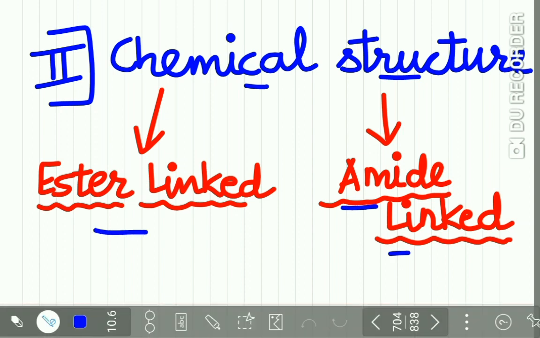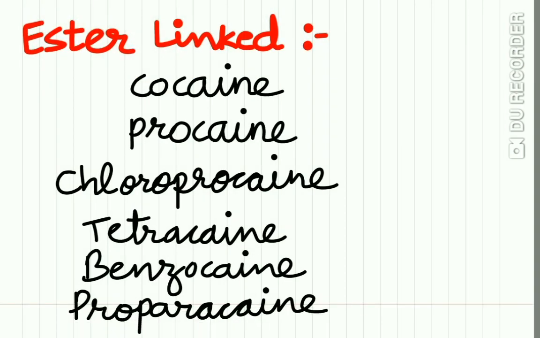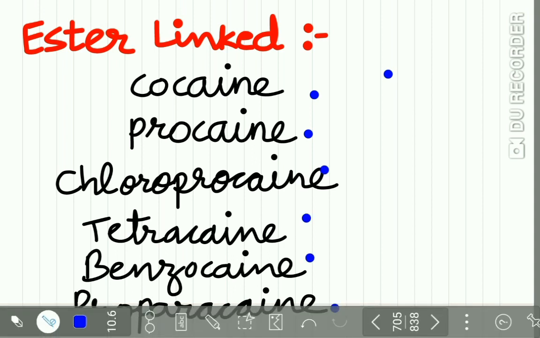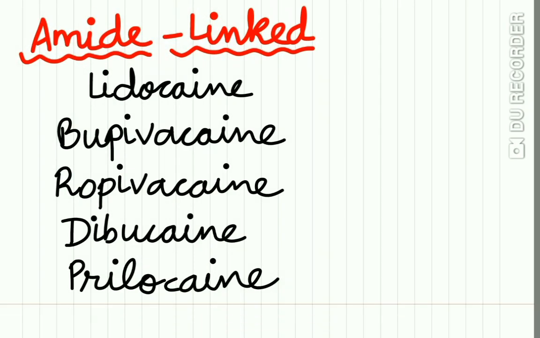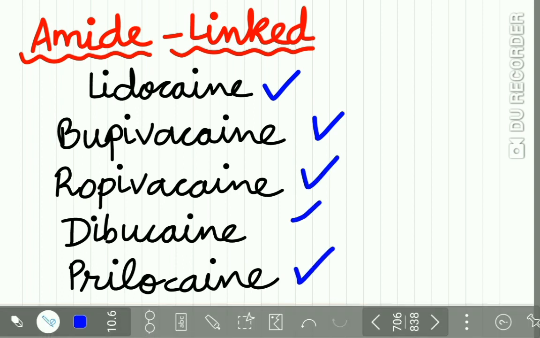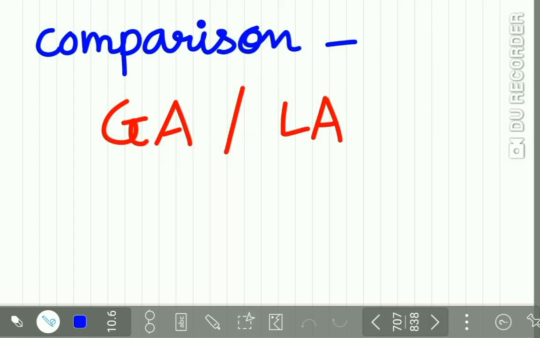Now, depending upon the chemical structure, the local anesthetics are of two types, the ester-linked compounds and the amide-linked compounds. So the ester-linked compounds include cocaine, procaine, chloroprocaine, tetracaine, benzocaine and proparacaine. While the amide-linked group include the lignocaine, bupivacaine, ropivacaine, dibucaine and the prilocaine. So you should remember these two modes of classification of local anesthetics because they are asked routinely in exams.